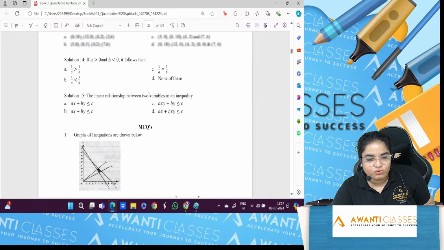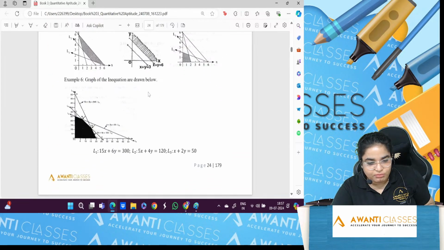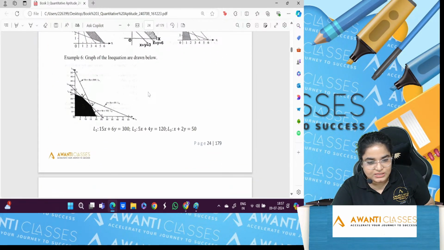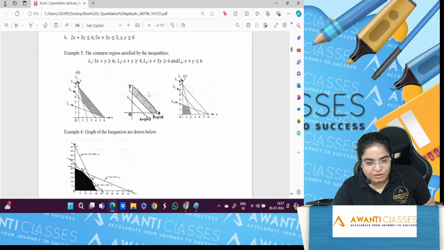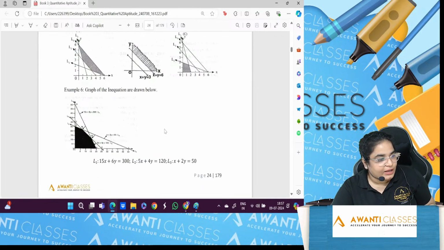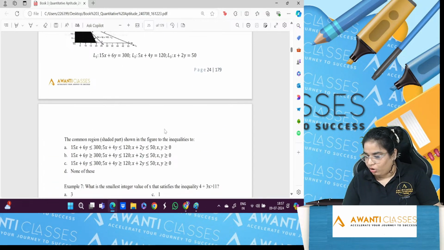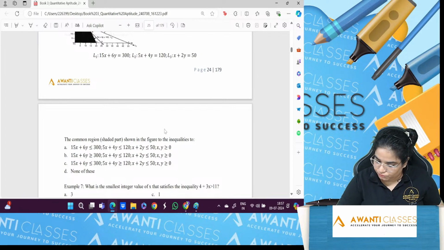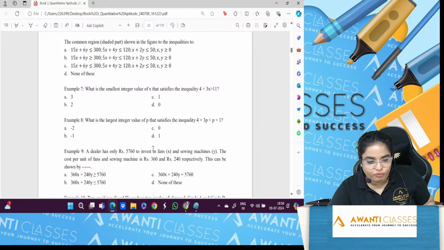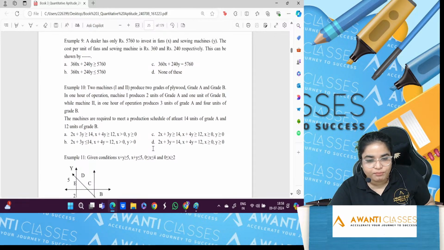Let us do one thing. Shall we discuss example number 6 tomorrow? Example number 5 shall we discuss tomorrow? Let us discuss example number 5 tomorrow. Example number 5 on page number 24. Page 24, example 5. Let us discuss it tomorrow as homework. Please do that and come.